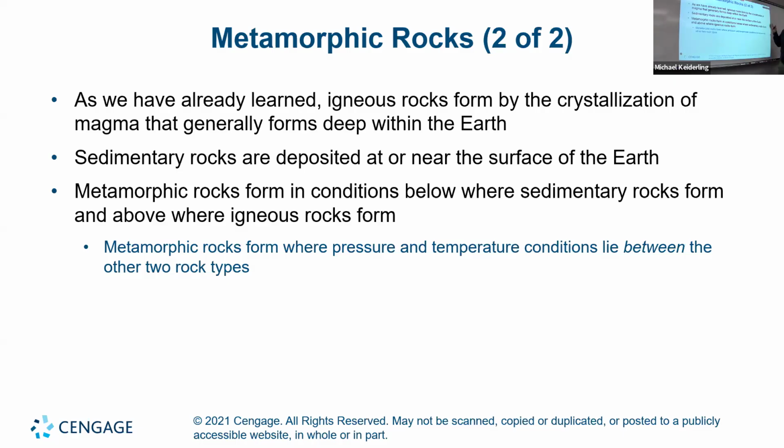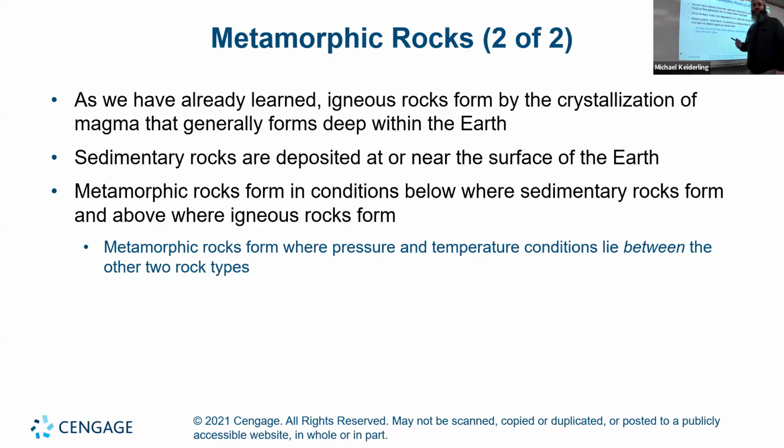As we've already learned, igneous rocks form by the crystallization of magma that generally forms deep within the earth, while sedimentary rocks are deposited at or near the surface of the earth. Metamorphic rocks form in between. They form in conditions below where sedimentary rocks form and above where igneous rocks form. So these are places where there's lots of heat and pressure, but it's not enough to melt the rocks, but it is enough to change them.